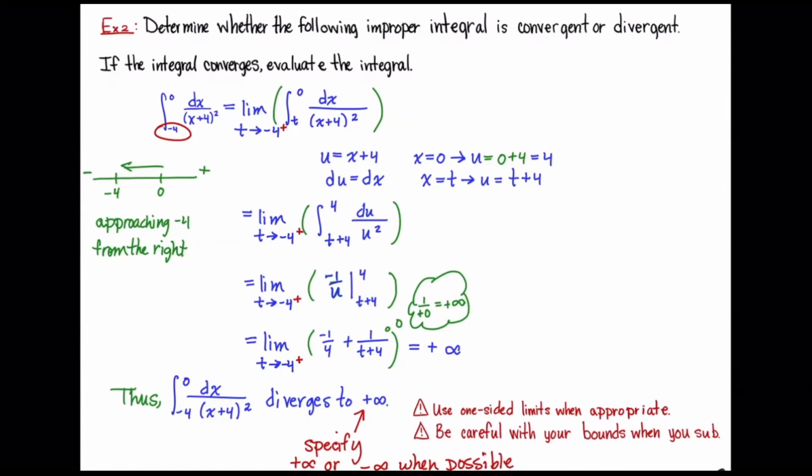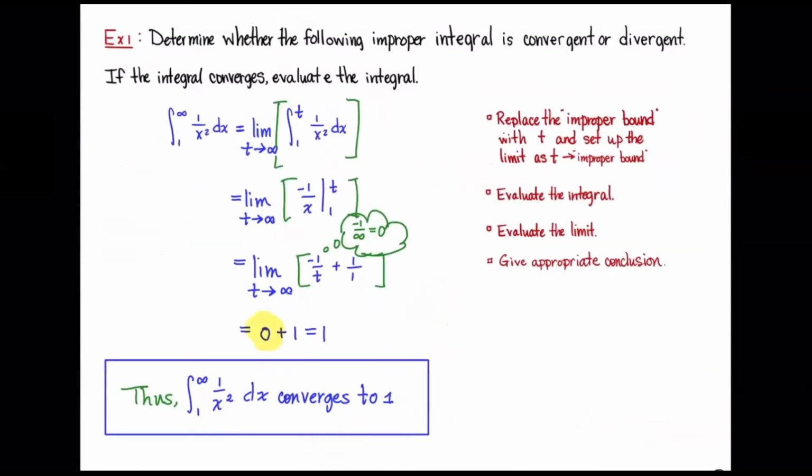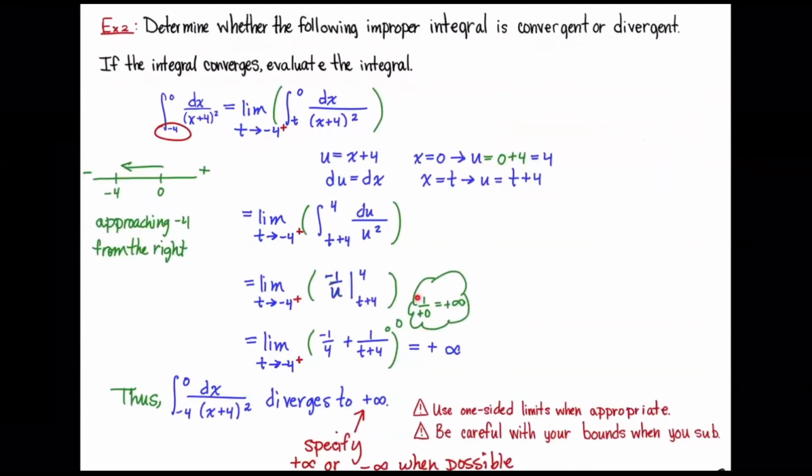Can I get a reiteration? Sure. Why this 1 over here, you were asking? Oh, this one, going to positive infinity. Okay, so we're looking specifically at this first term there. And so as t is going to -4 from the right, in the denominator, we're getting something very, very close to 0.